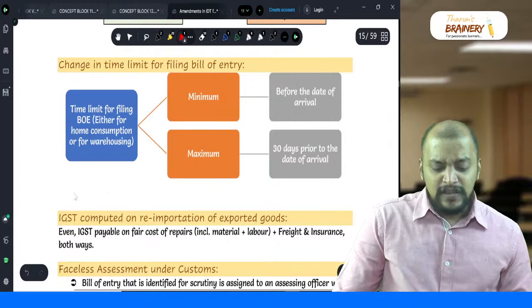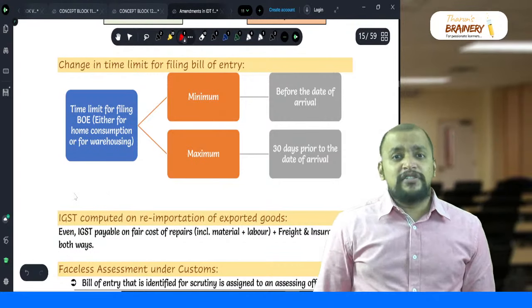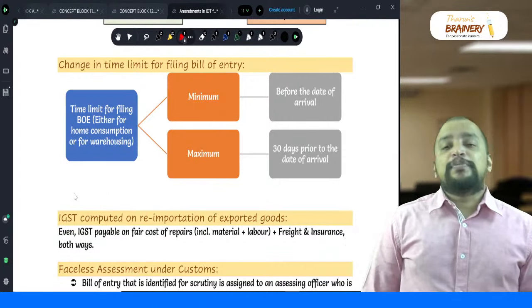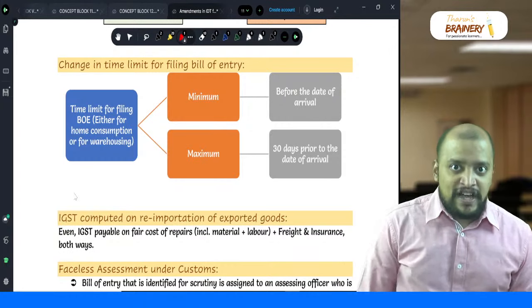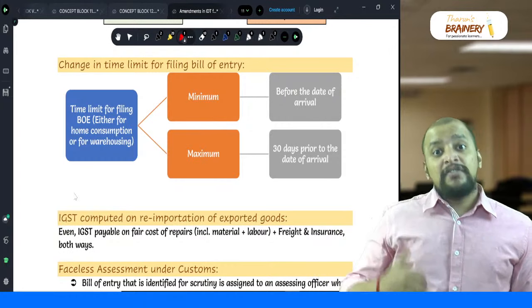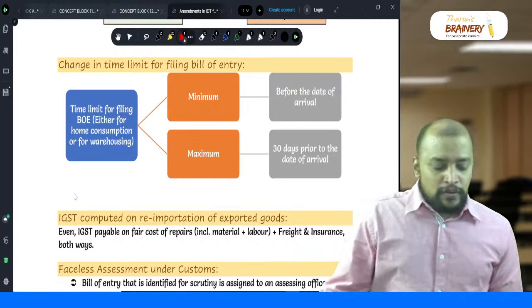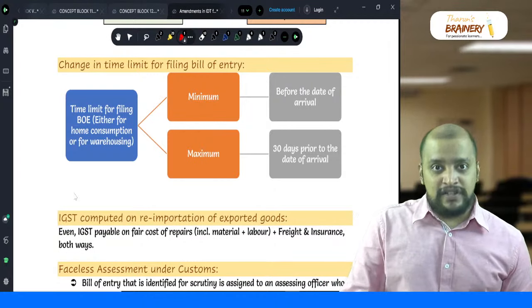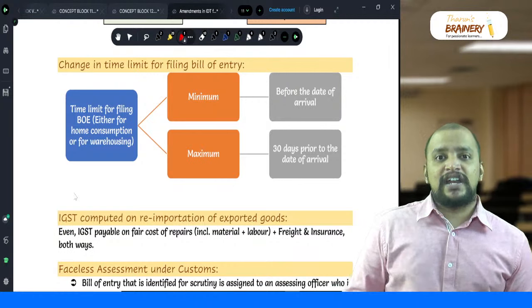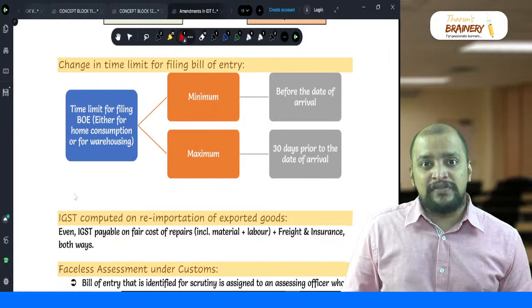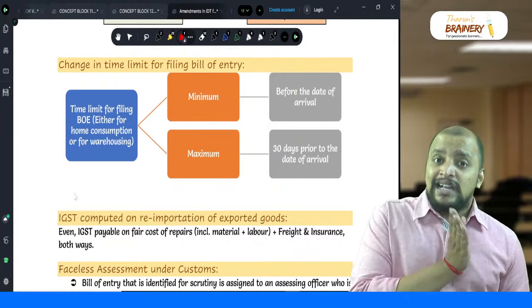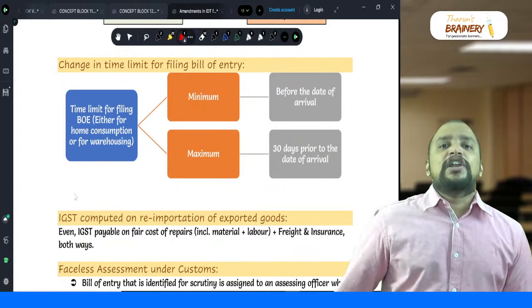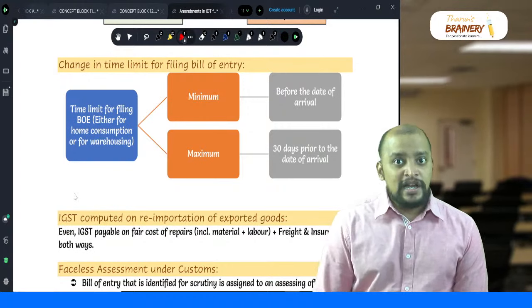Then, change in time limit for filing bill of entry. Previously the bill of entry needed to be filed within 1 working day from the date of arrival. Now they are saying it must be before the date of arrival. Before the date of arrival means, so today there is an arrival, so by yesterday night, midnight, the bill of entry should have been filed. Okay, so now they changed.